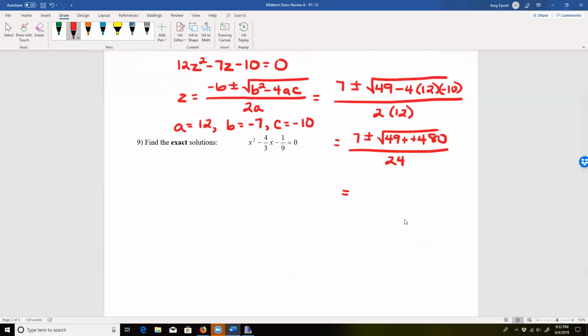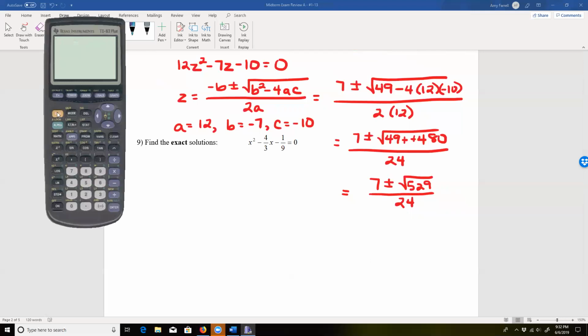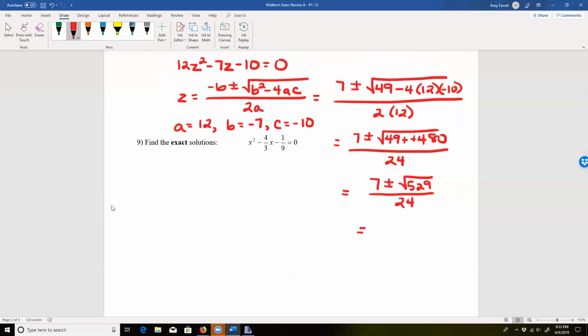So 7 plus or minus the square root. If I add 49 to that, that would be 529 underneath the square root. Now, 529 is kind of a big number, but it actually is a perfect square. If I take the square root of 529, I get 23. So we have 7 plus or minus 23 over 24. So I completely got rid of the square root because I had a perfect square underneath.